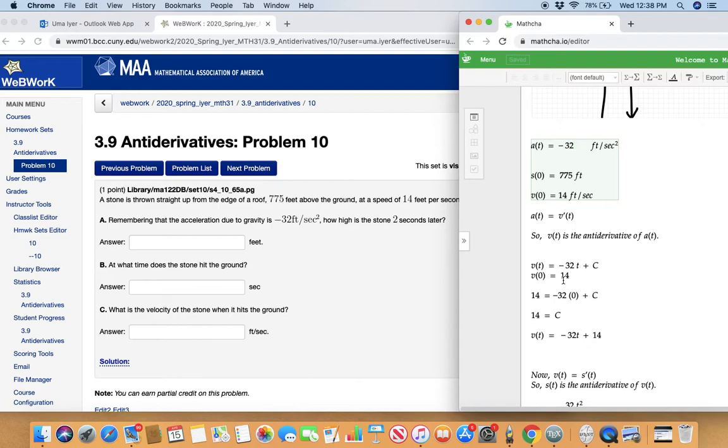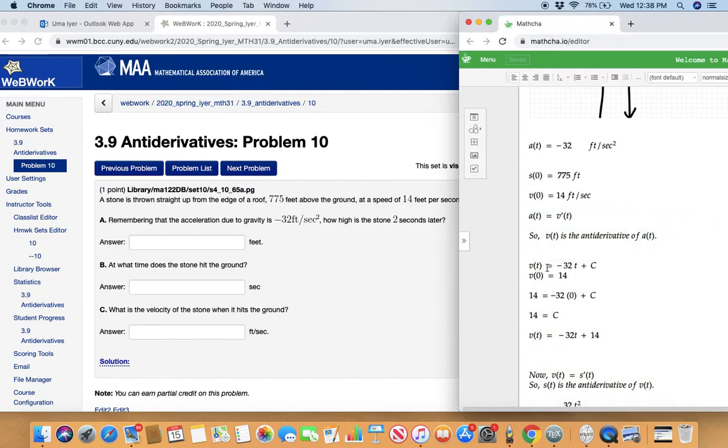Initial velocity is 14. That is, when time is 0, my velocity is 14. So plug in t equals 0. The answer is 14. 32 times 0 is 0. So that tells me C is 14. In other words, my velocity function is negative 32t plus 14, C being 14.